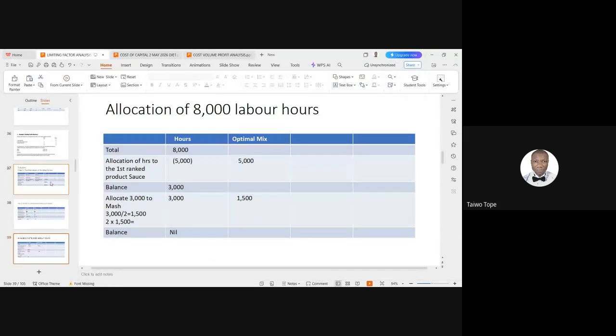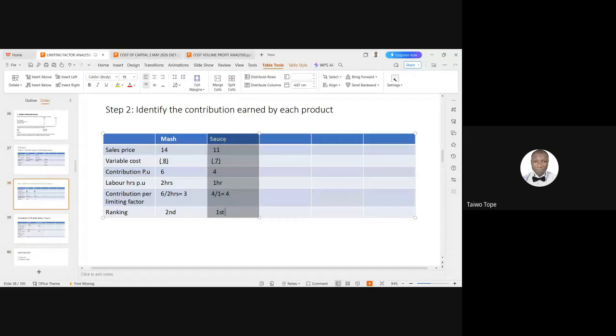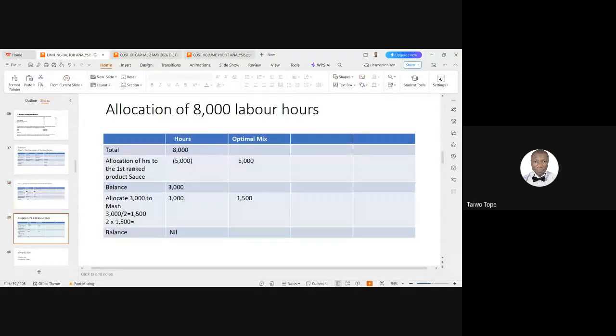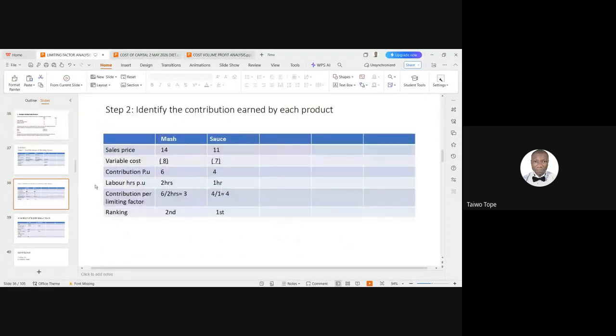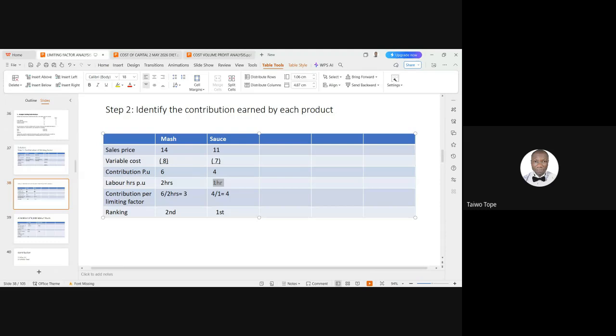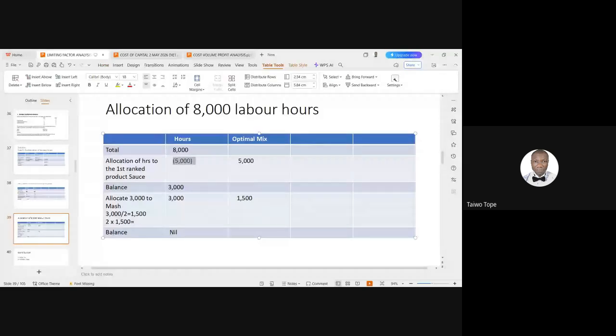The first rank product based on our solution is what? Source. This is its source. How many hours do you need to produce the whole source that we have, 5,000 units of source? You need 1 hour to produce 1 unit, right? So 1 hour multiplied by 5,000 units, you need 5,000 hours, which is this.